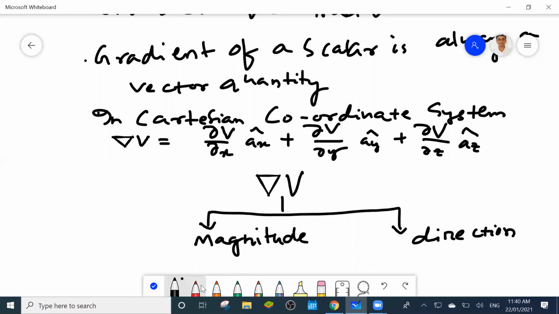Magnitude, how will you find out? If you have the vector, then you can find out the magnitude: square root of (del V by del x) whole square plus (del V by del y) whole square plus (del V by del z) whole square. So the magnitude represents the gradient of V.